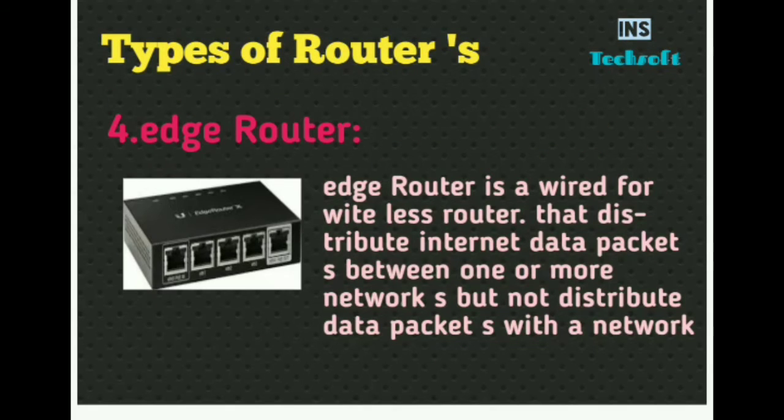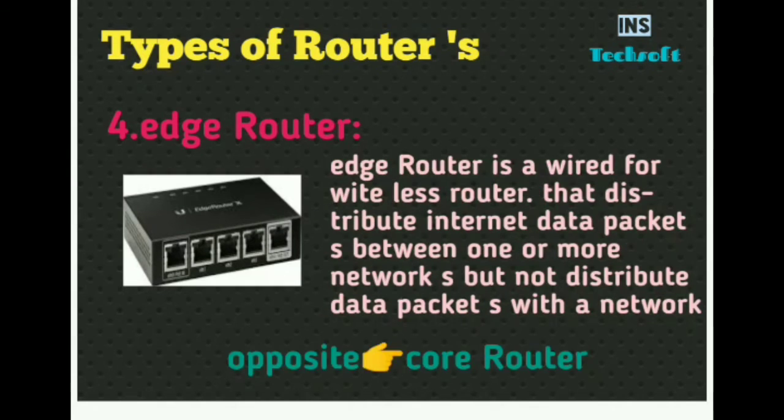So coming to the fourth one, the edge router. See, an edge router is a wired or wireless router that distributes internet data packets between one or more networks, but does not distribute data packets within a network. So observe guys, here the edge router is the opposite of the core router.